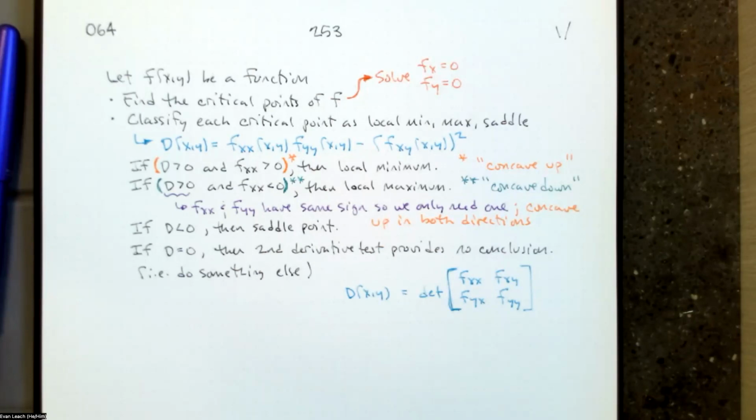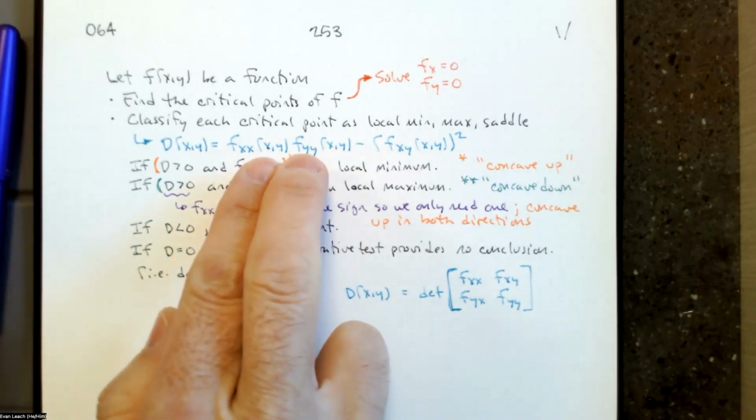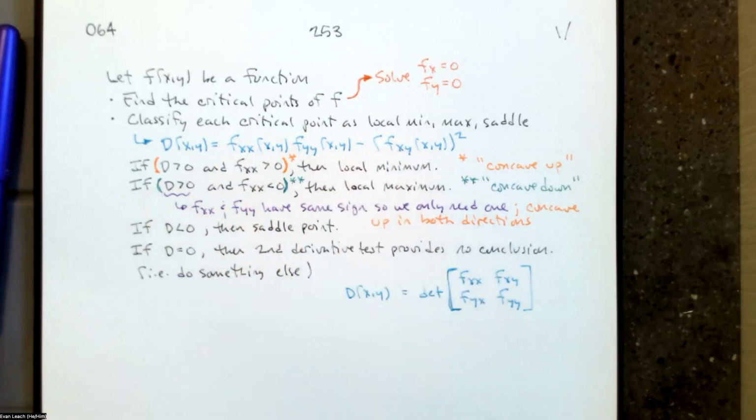If d is negative, we're talking in circles a little bit here. But if d is negative, one cause of that would be that fxx and fyy have opposite signs. If fxx and fyy have opposite signs, then this first term is going to be negative, and then we're going to be subtracting some more. So that's just going to make it more negative.